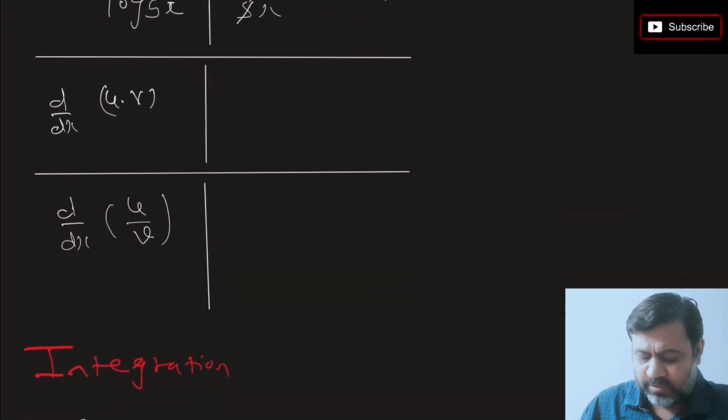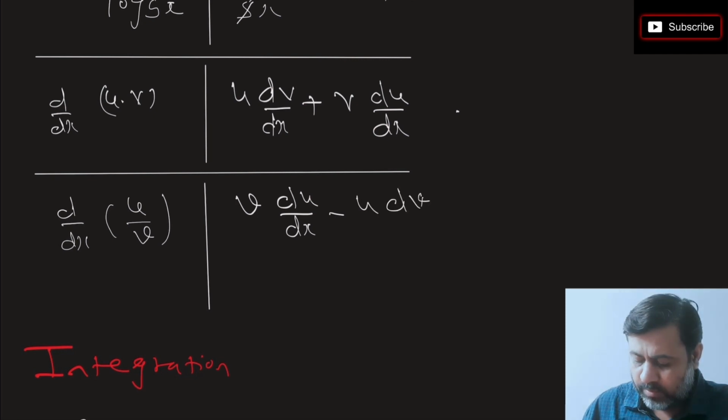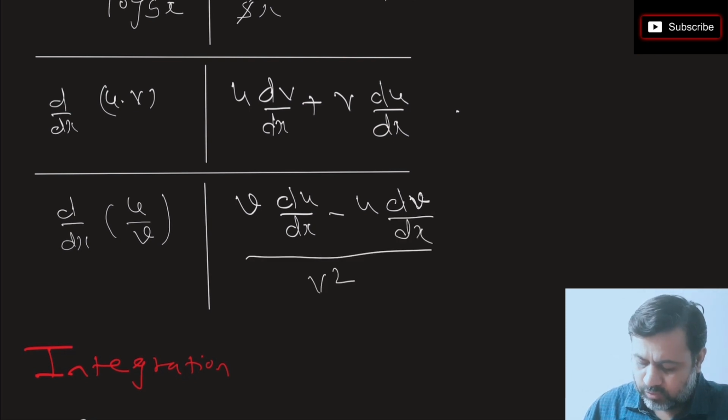The next is the product rule and the quotient rule. The product rule is simple: derivative of u into v. What we do here is keep u as it is and take the derivative of v, plus now keep v as it is and take the derivative of u. Okay, this is the product rule. Quotient rule, if it is u by v: we keep the denominator v as it is, take the derivative of the numerator, minus the numerator as it is, take the derivative of the denominator, that is derivative of v by dx, and now everything divided by v square. So this is differentiation, some important formulas and concepts. We have done a quick revision.